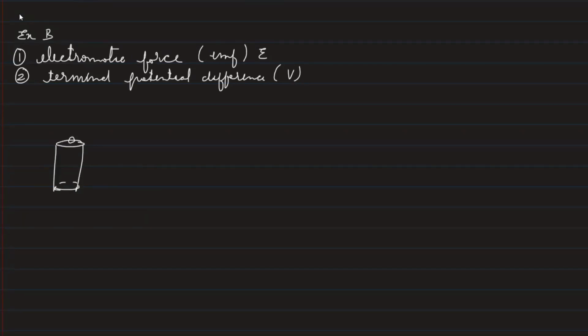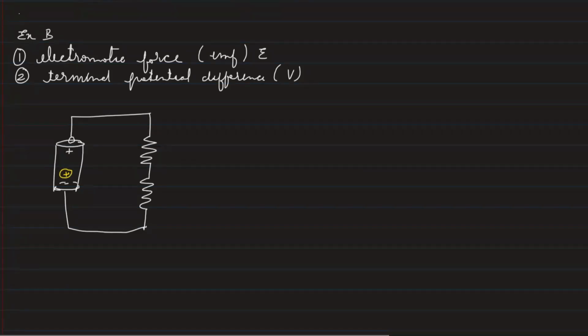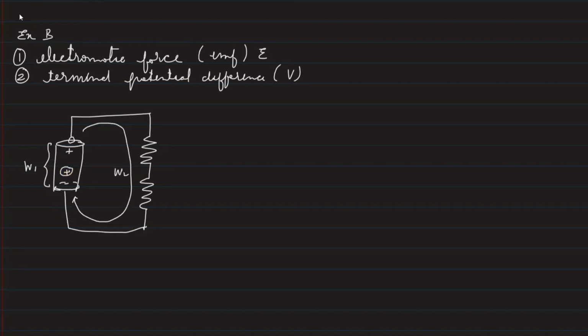So this is a cell, and the cell has two terminals, positive and negative, and then the cell is connected to a circuit. Imagine there is a charge. This charge has to be taken from the lower terminal to the higher terminal of the cell, and then across the whole circuit. The work done to take the charge from the lower terminal to the higher terminal of the cell is called W1, and the work done to take this charge in the external circuit is called W2. So the total work done is W1 plus W2.